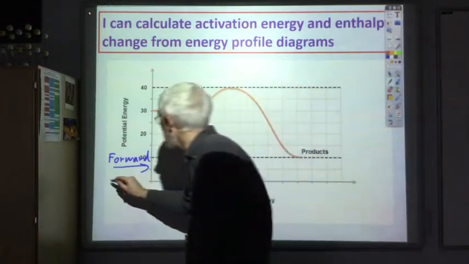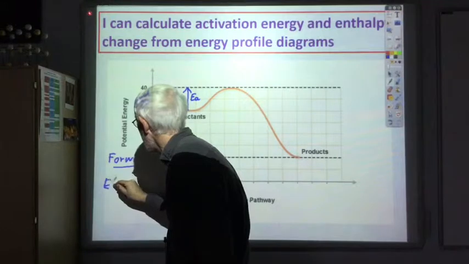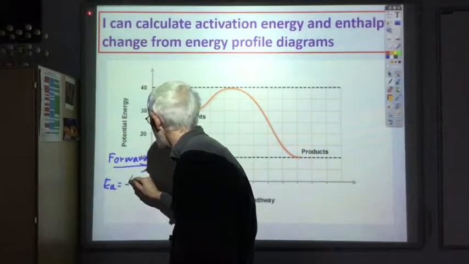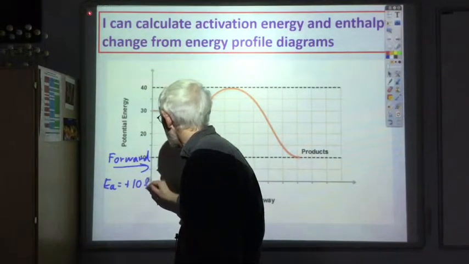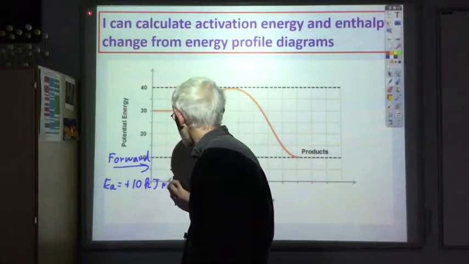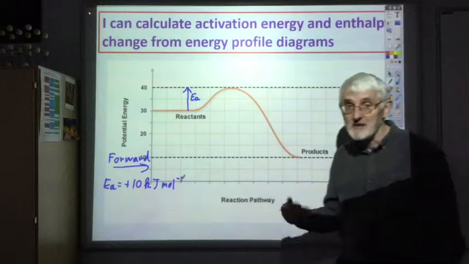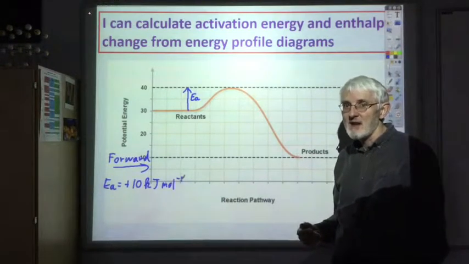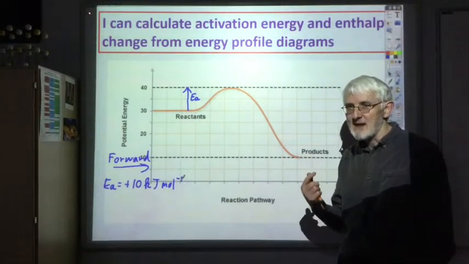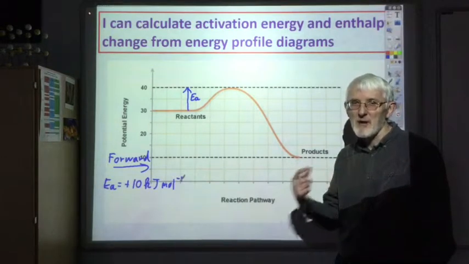So EA is plus 10 kilojoules per mole. If you don't put in the plus sign, it is assumed to be plus, but I think it's always better to hesitate and think, is it positive or minus, and put a sign in.